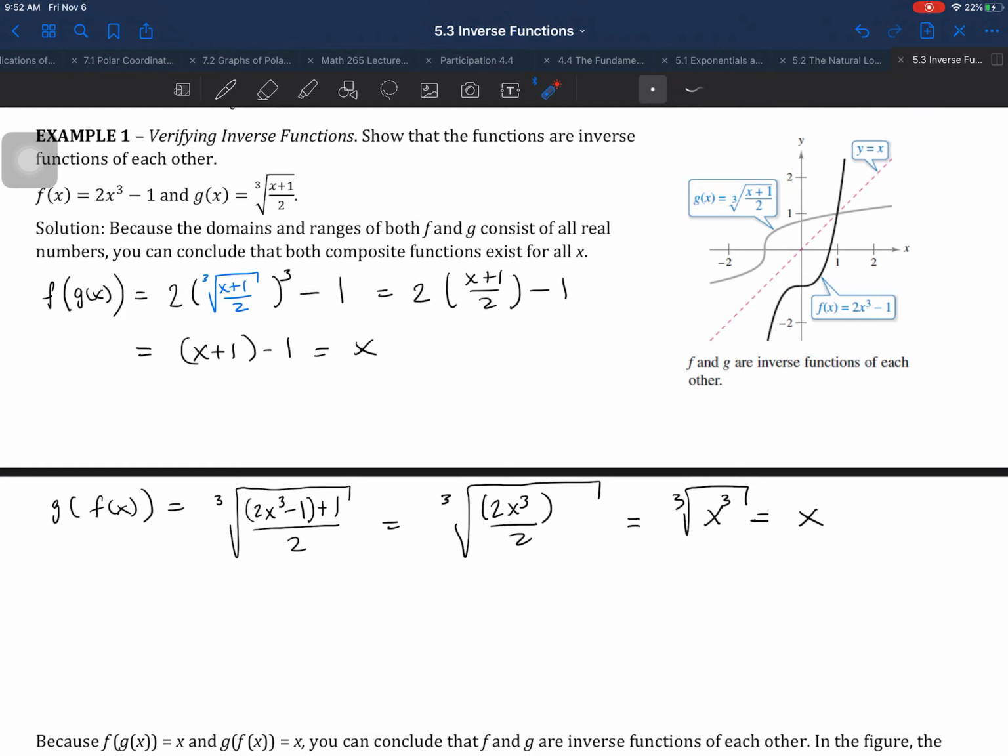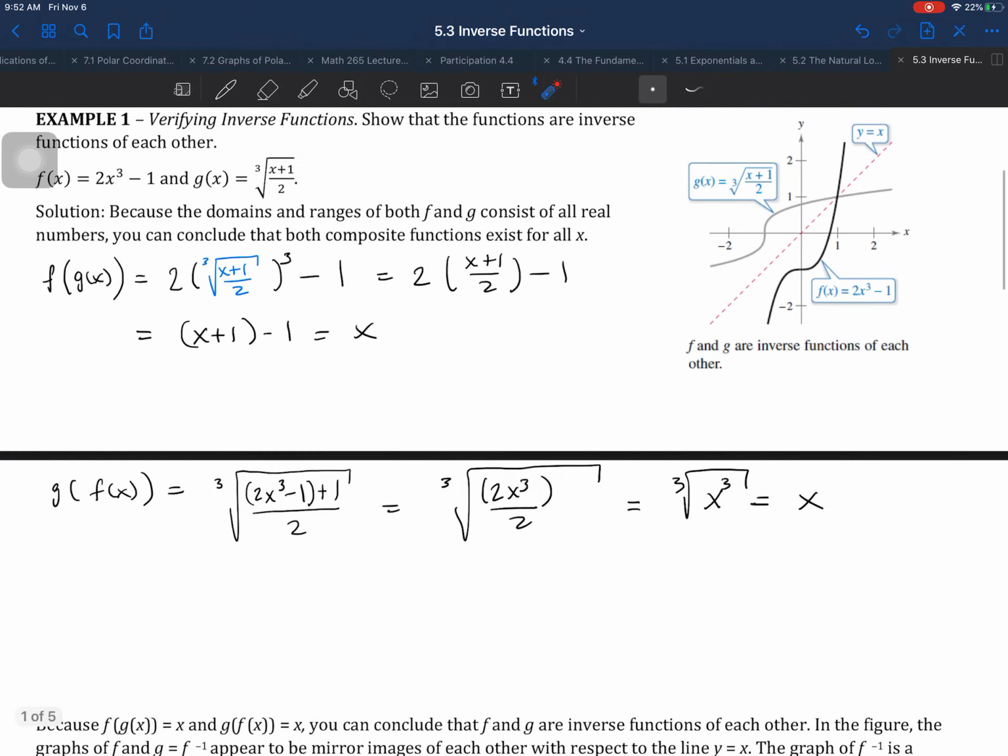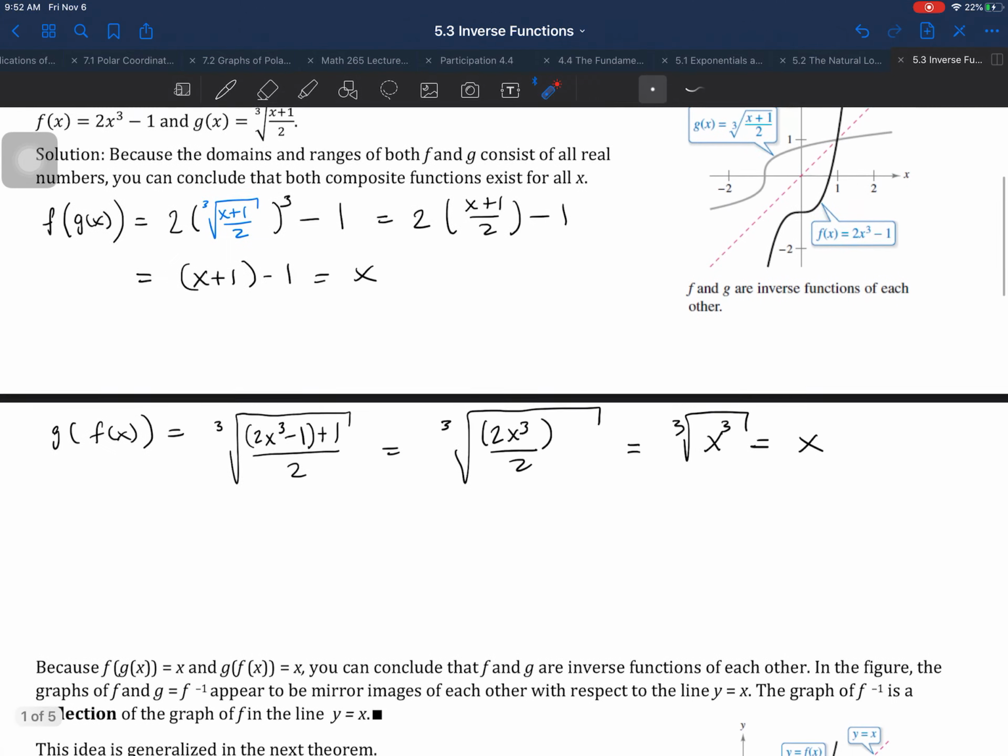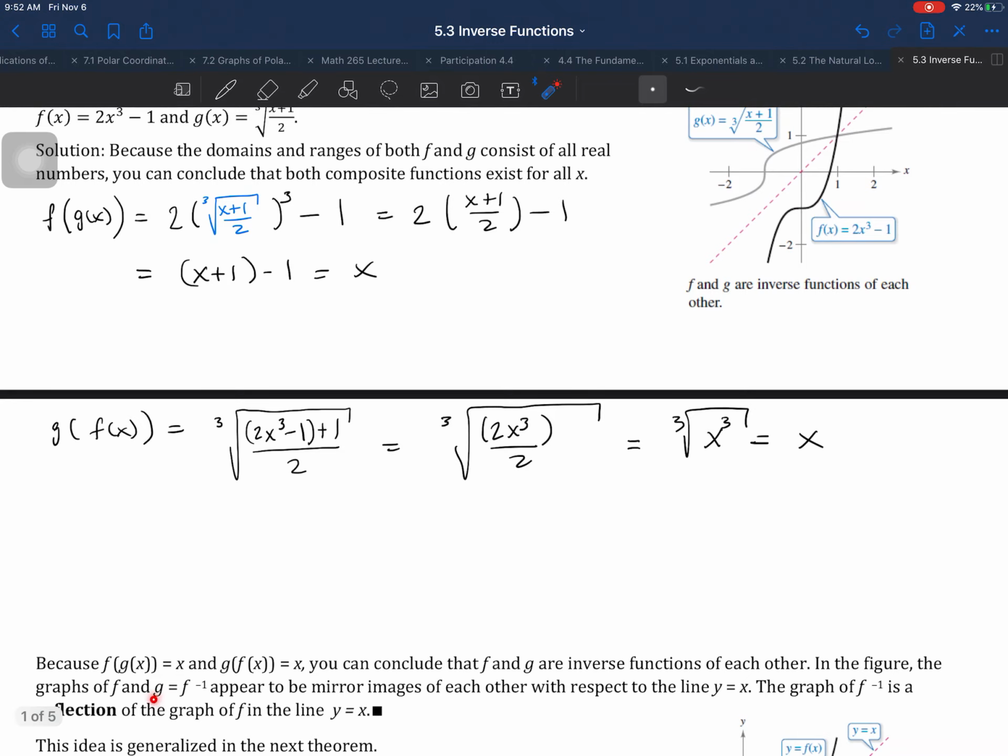Then we're going to start simplifying. The minus 1 and the plus 1 will cancel each other out. Then we have the 2 and the 2 will cancel each other out. And now we're left with the cube root of x cubed, and these two undo each other, giving you back x. So we can clearly see that these two are inverses of each other, so we can label g to be f inverse.